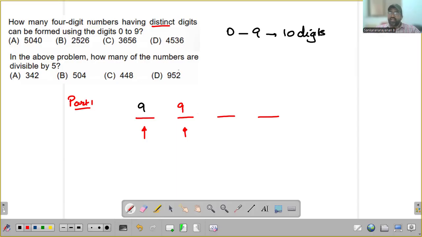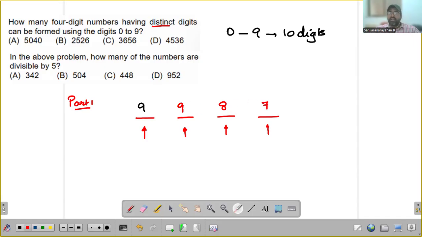So 9 ways I can take care of the hundreds position. And I can see that I can take care of the tens position in 8 ways. And I can take care of the units position in 7 ways. Because as I am traveling from left to right, I am using one digit each. So the number actually comes down.